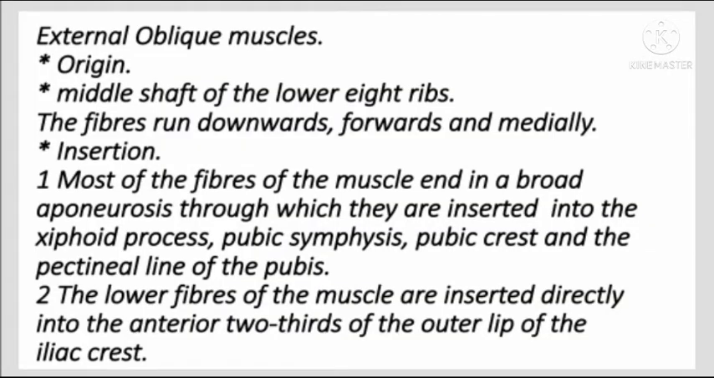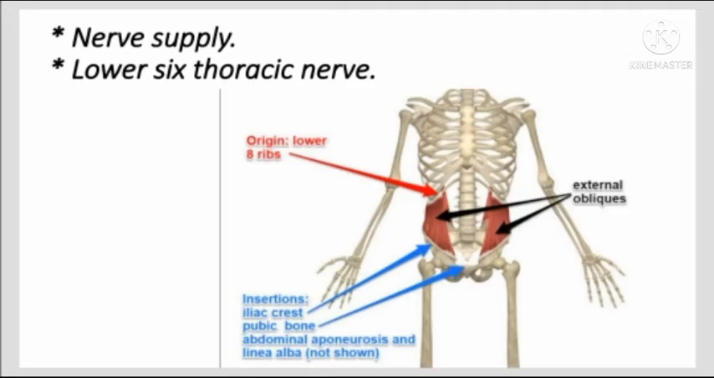External oblique muscle. Origin, middle shaft of the lower 8 ribs. The fibers run downwards, forwards and medially. Insertion, most of the fibers of the muscle end in a broad aponeurosis through which they are inserted into the xiphoid process, pubic symphysis, pubic crest, and pectineal line of the pubis. The lower fibers of the muscle are inserted directly into the anterior 2/3 of the outer lip of the iliac crest. Nerve supply, lower 6 thoracic nerves.